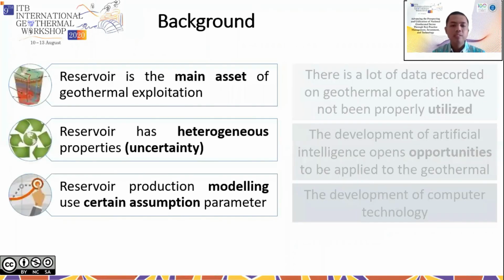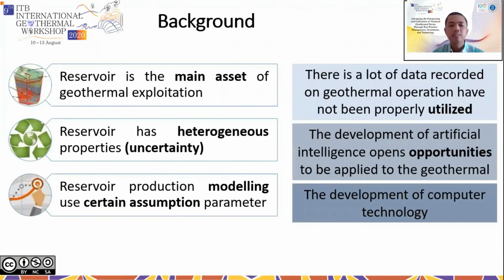For the background, as we know, a reservoir is the main asset of geothermal exploitation, which means that a problem in the reservoir will affect the continuity of the geothermal exploitation business. And as we know, a reservoir has heterogeneous properties, which means that it consists of uncertainty. And currently, reservoir production modeling uses certain assumed parameters. So it needs collaboration with geoscience engineering studies to build the reservoir production model.